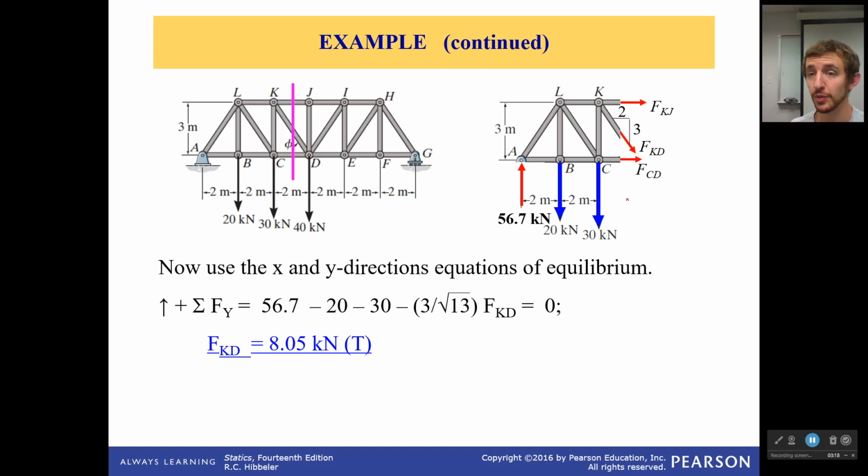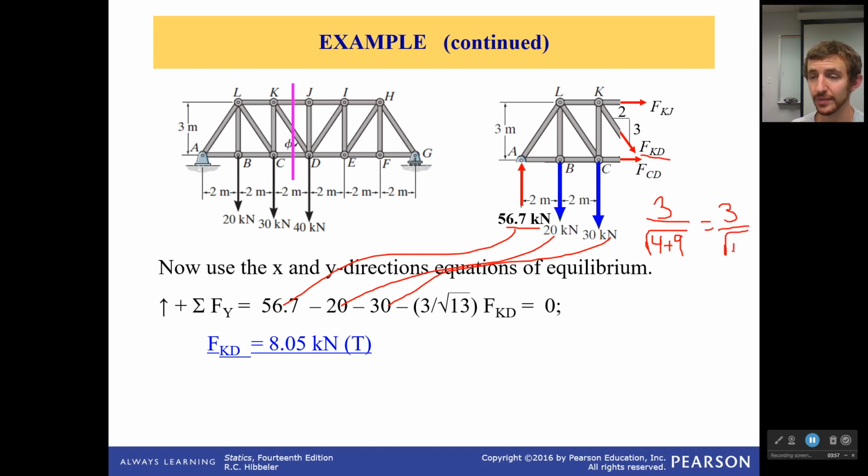Now that you know that, you can do sum of the forces in the y direction. There's only one force that has a y component, which is force KD. And so we have all of these other ones, 56.7 kilonewtons, 20 and 30 kilonewtons. And then we have to get the component of force KD in the y direction. Well, we can look at the angles if we want to, or we can just use opposite over hypotenuse, because that would be the y component. So that's 3 over the square root of 2 squared, which is 4, plus 3 squared, which is 9, which gives us 3 over the square root of 13. Which is what we get right there.